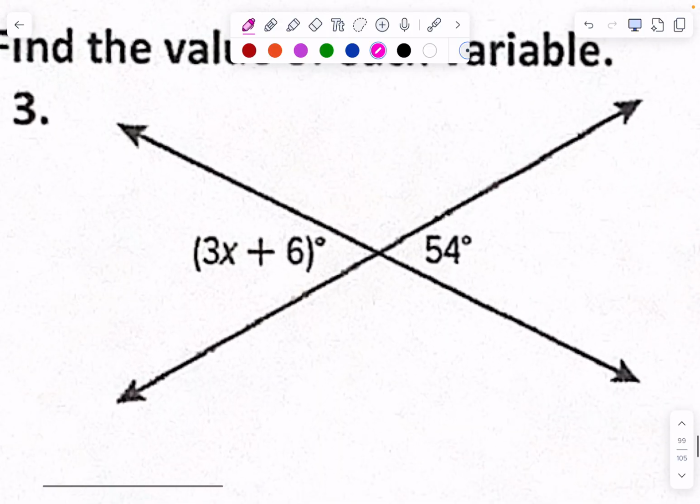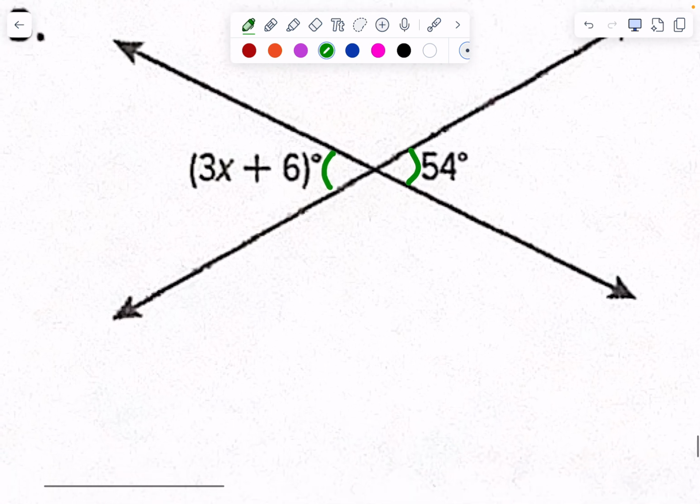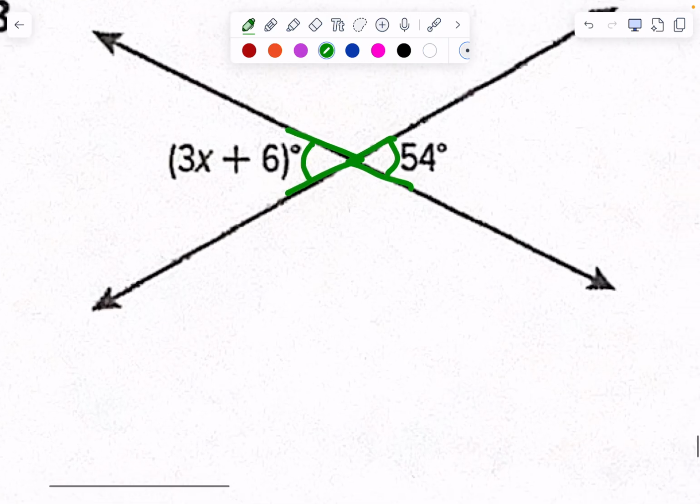All right, number 3. We have this angle labeled and we have this angle labeled. What do we know? These are the same. Why are they the same? What kind of angles are they? Adjacent? No. Vertical. Vertical ones make a V, right? Here's a V here and a V here. They're like 2 little V's kissing. So they are equal to each other.